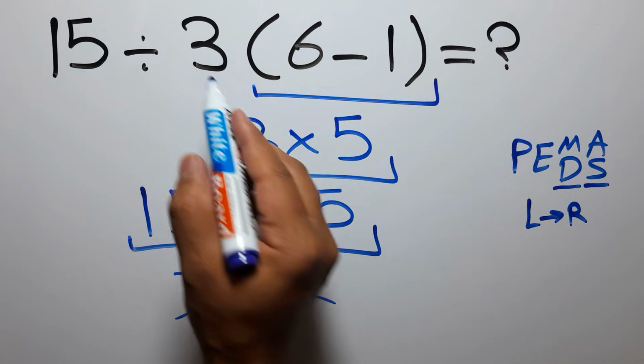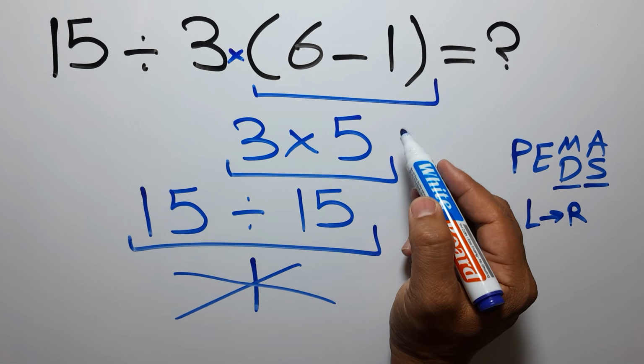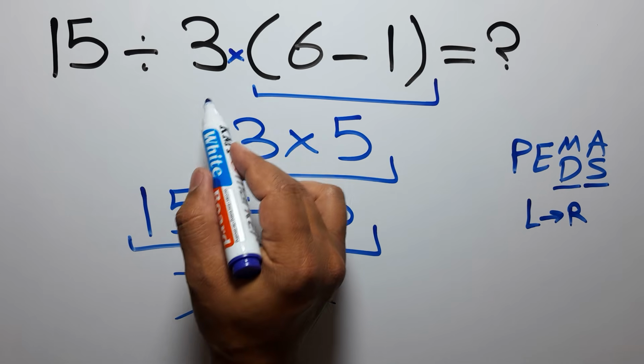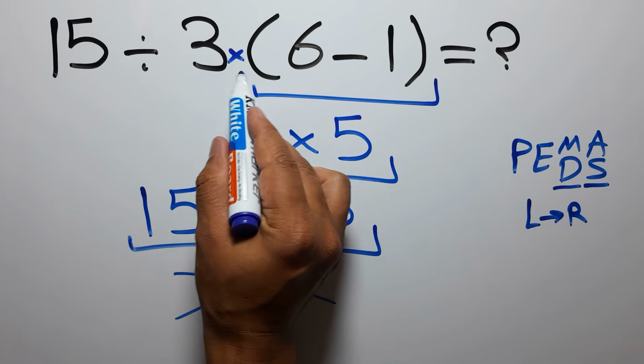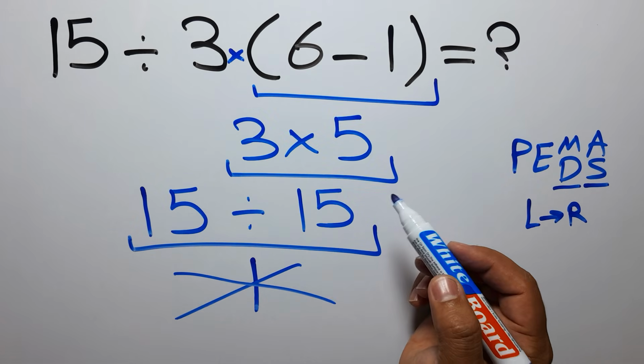In this expression we have one division, one multiplication, and one parenthesis. Inside this parenthesis we have one subtraction. Here we have a multiplication because in mathematics when a number is placed next to parentheses it means multiplication, and we usually don't write the multiplication sign for brevity.